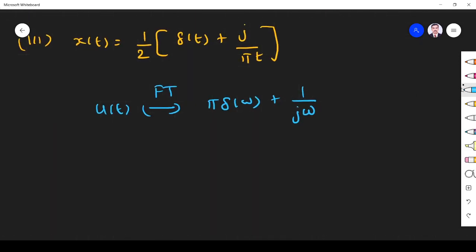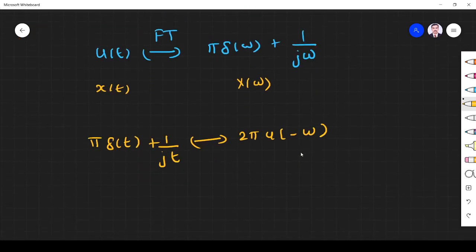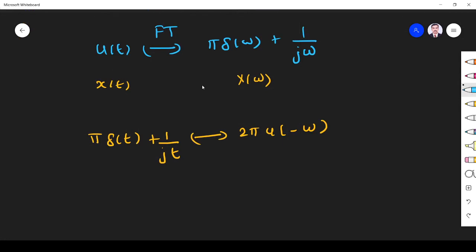Now we use the duality principle. This is x of t, this is x of omega. As per the duality principle, we will solve this. So pi into del of t plus 1 by jt is given by 2 pi u of minus omega. Now you see, capital X of t has a Fourier transform of 2 pi into x of minus omega. So x of omega I replace whatever omega with t: pi into del t plus 1 by jt. Similarly 2 pi u of t replaced with omega.